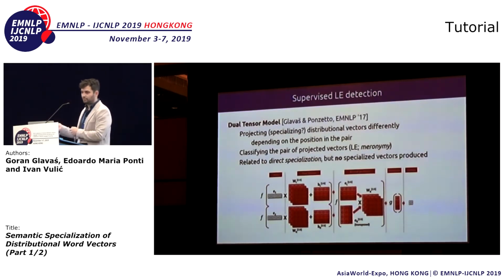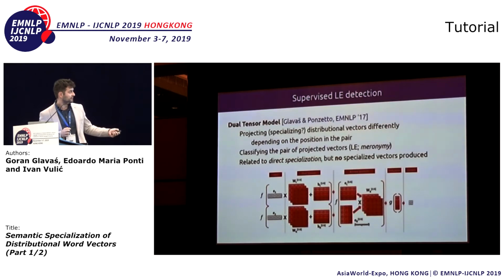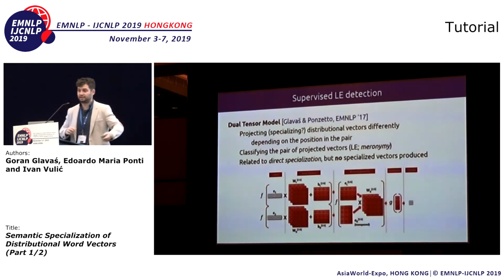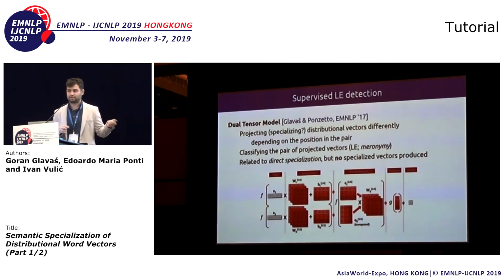This is already a step towards the specialization models, because these vectors that go into the bilinear product can be seen as different specializations of the input vectors that are suitable for predicting lexical entailment. But we don't really capture them. We only cared about the final prediction. So strictly speaking, it's not a specialization model.